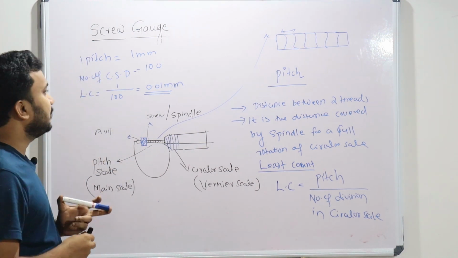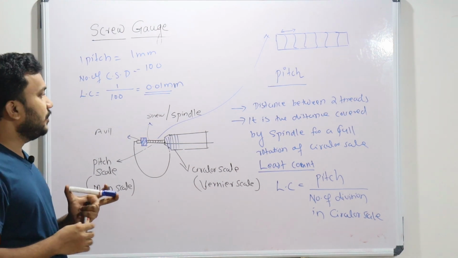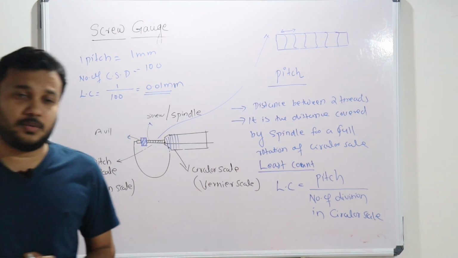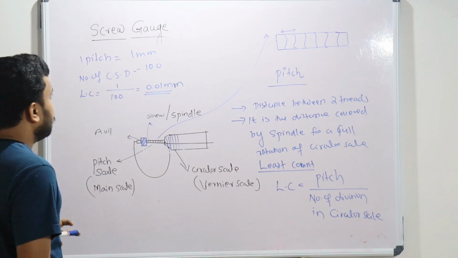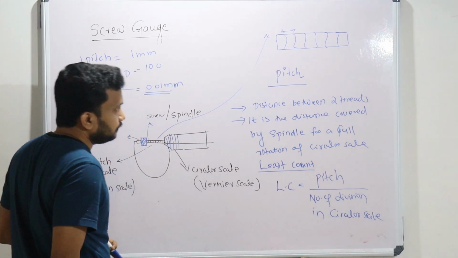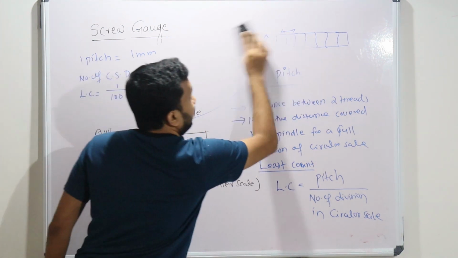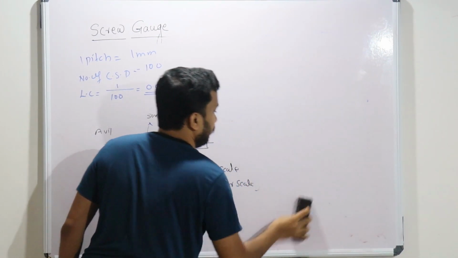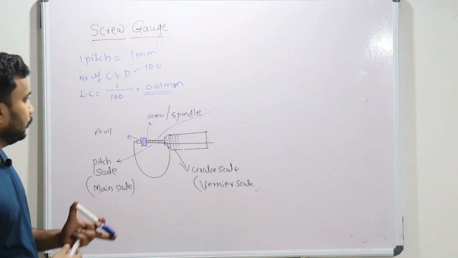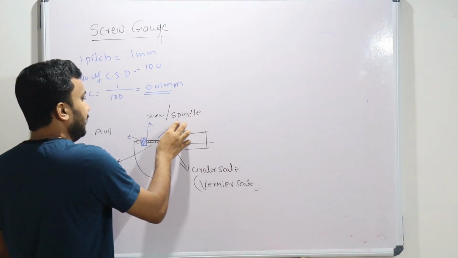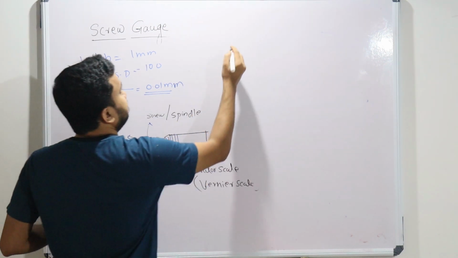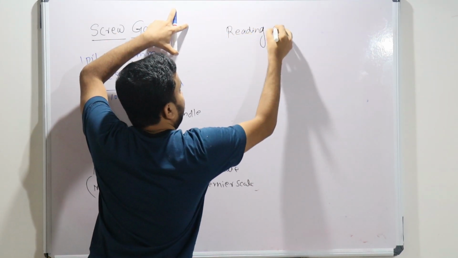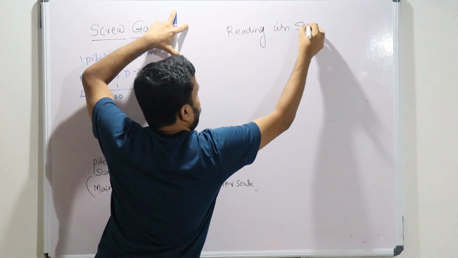So this is what is called the least count. Next we are going to see how we do the readings with the screw gauge. Write the next heading: reading with screw gauge. How we are going to read. So the next heading is reading with screw gauge.